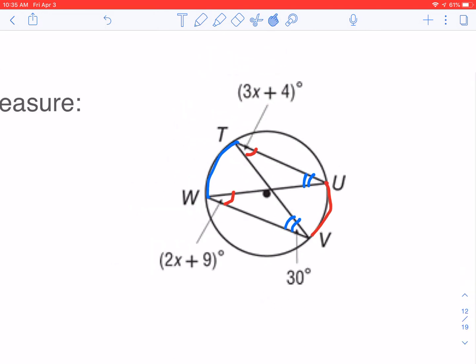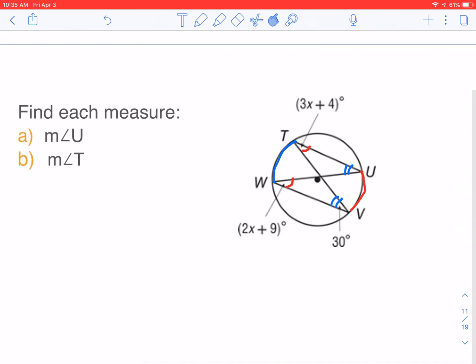So now we can solve. It says find the measure of angle U. Well, U and V are congruent. Easiest answer in the world. U is going to be 30. Oh, my zeros are awful. 30. Since V is 30, U is 30.